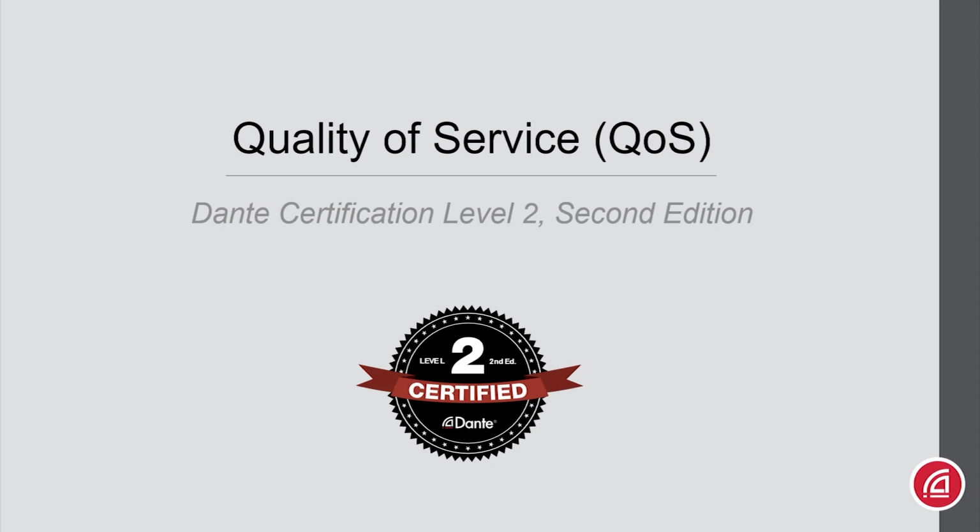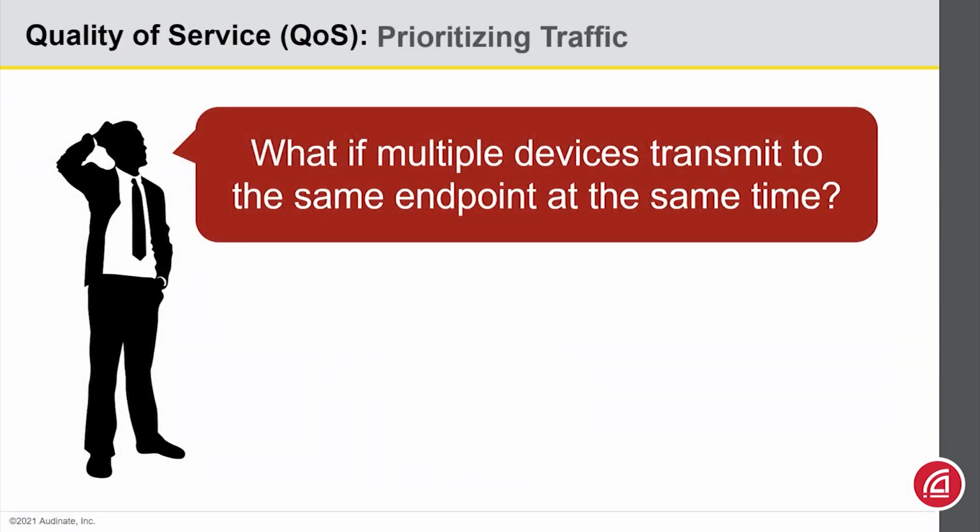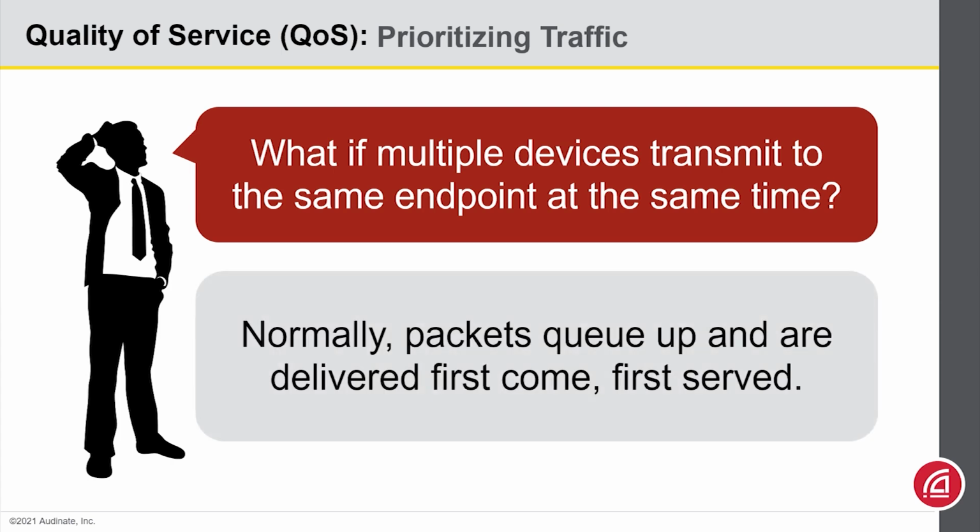Quality of Service. Let's suppose we have a port that gets pretty busy and multiple devices may transmit to it at the same time. So what happens then? Well, normally, packets will queue up for delivery on a first-come, first-served basis. The operative word is normally. We can prioritize some traffic over others using quality of service, or QoS.